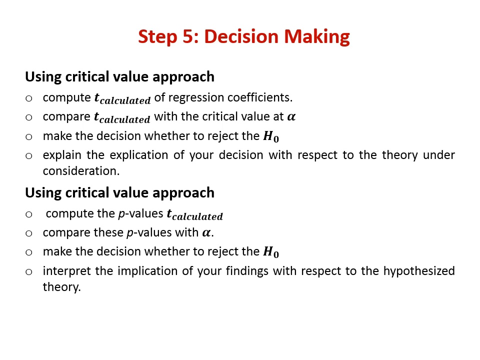The alternative approach is to compute the p-values for t-statistics for regression coefficients and then compare these p-values with the predetermined level of significance. Remember that the level of significance is determined in step 2. After performing this comparison, we make the decision whether to reject the null or not. Finally, we explain the implications of our conclusions.